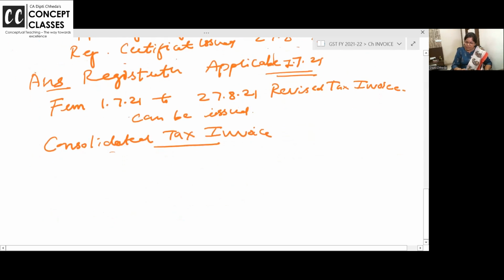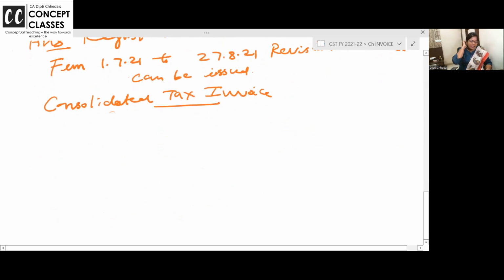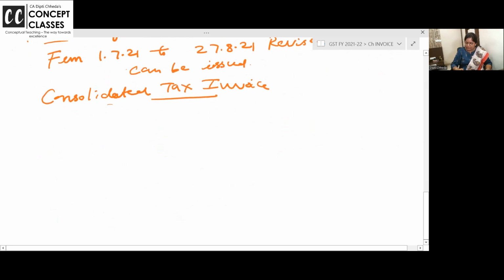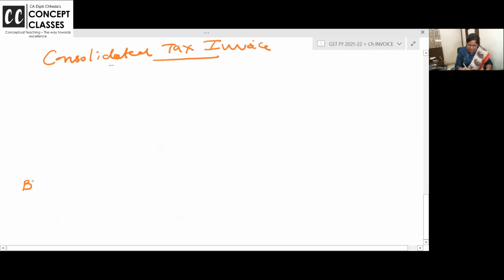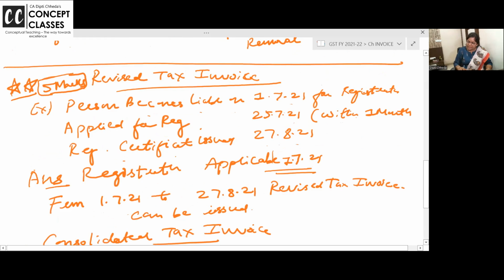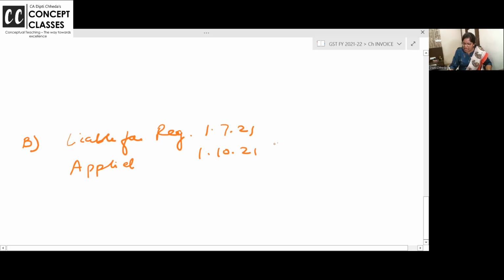Yes, in the consolidated tax invoice we will write the flow chart. So leave 4-5 lines for that and write case B here. I want to take the same dates. Liable for registration: I want all of you to quickly write 1st July 21. Applied: 1st October 21. After 30 days. You had to apply within 30 days but did not; you will comfortably apply on 1st October.